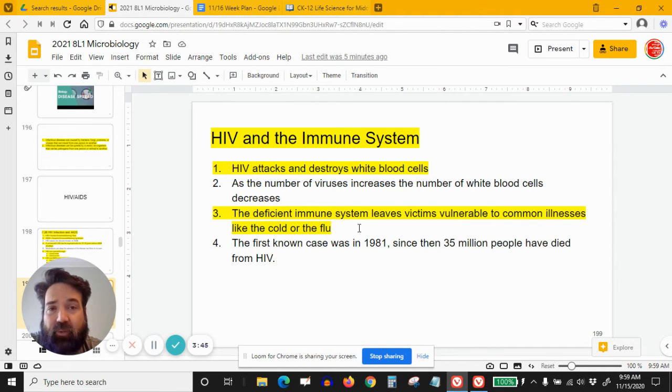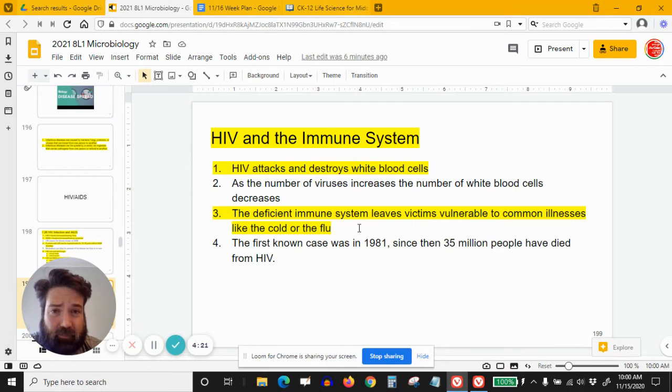The first known case of AIDS was in 1981. I believe that's referring to the U.S. Since then, 35 million people have died from HIV. Now, that's worldwide. So from 1981 to, this text is probably a little bit old, so maybe 2015, let's say, 35 million people have died. That is a lot of people to have died because of a virus.